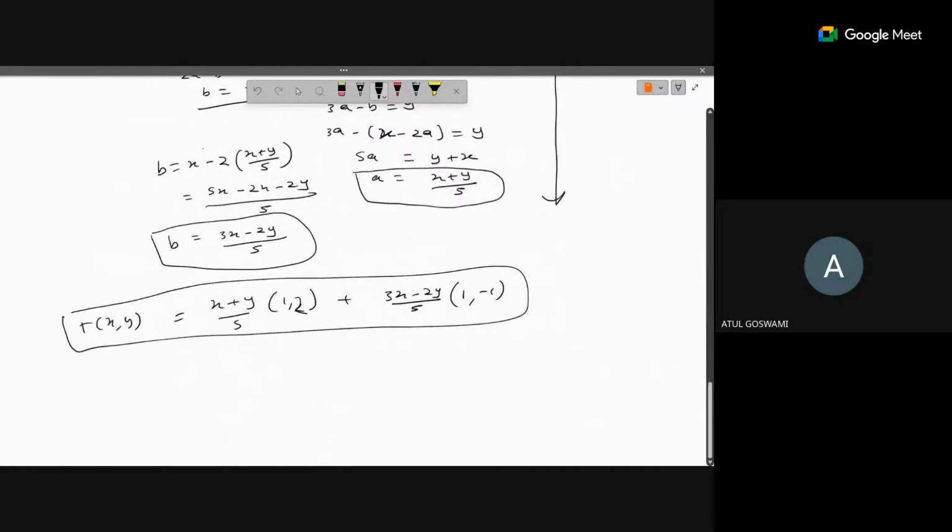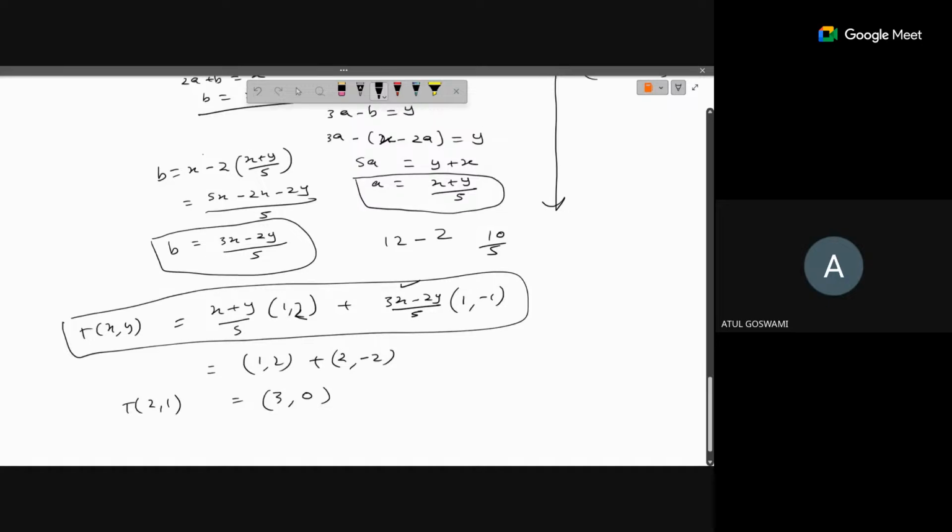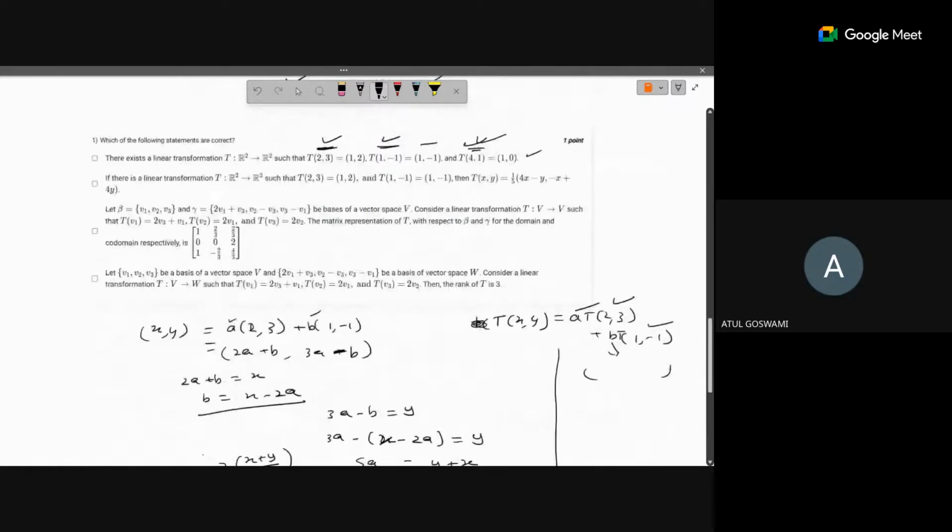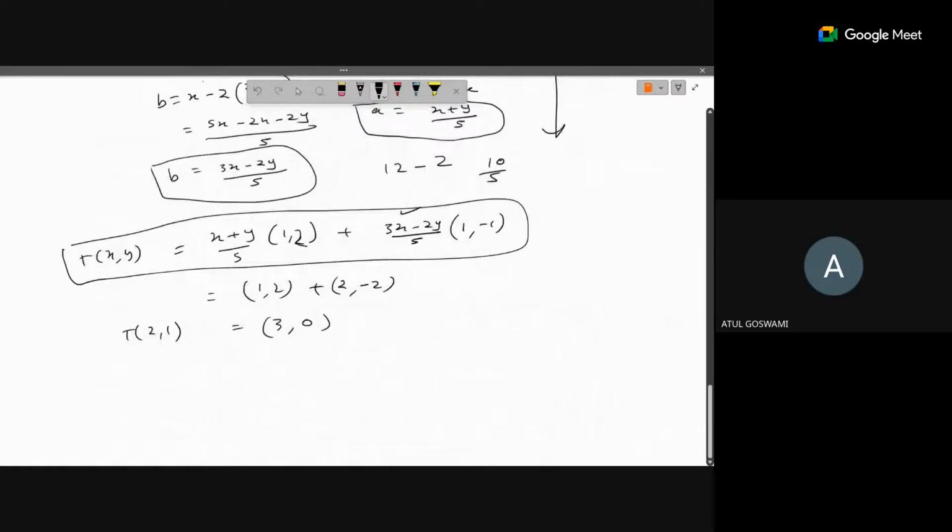When we put (x, y) as (4, 1), it is 1 times (1, 2) plus 10 divided by 5, which is 2, times (1, -1). So 2 times this, that is (2, -2), and the sum would be (3, 0). Is that clear? We are checking for (4, 1). Okay, (4, 1).